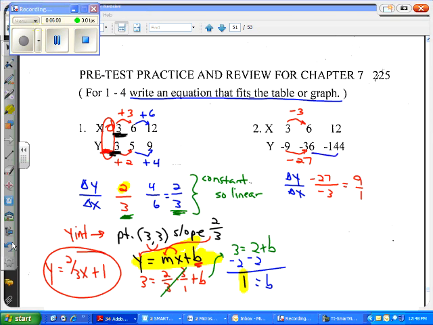We take the next change in y, which is a loss of 108.